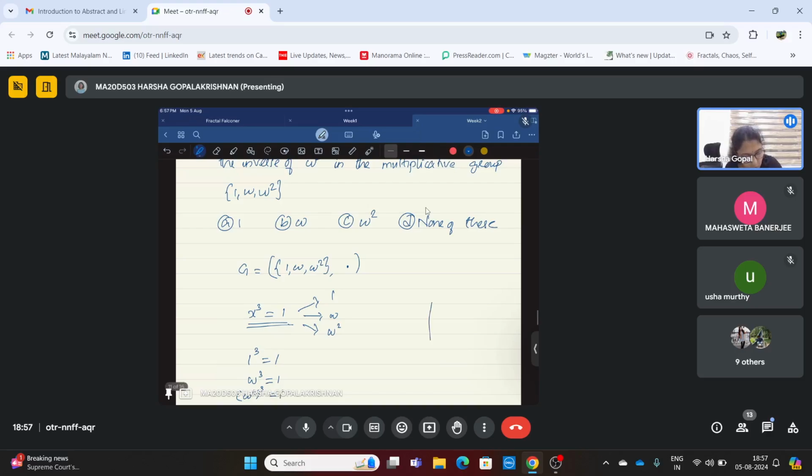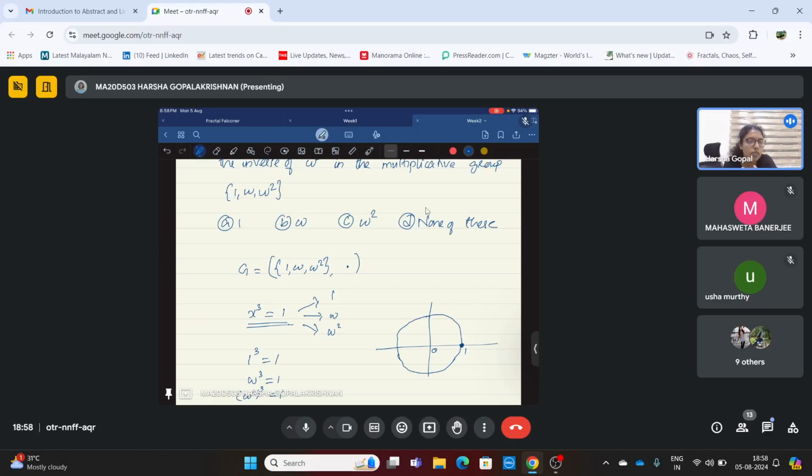Geometrically, how will these be distributed? Take a unit circle with center 0 and radius 1. This is the circle with center 0 and radius 1. Where does the 1 come? 1 is this point, correct? The first root 1 is this one.